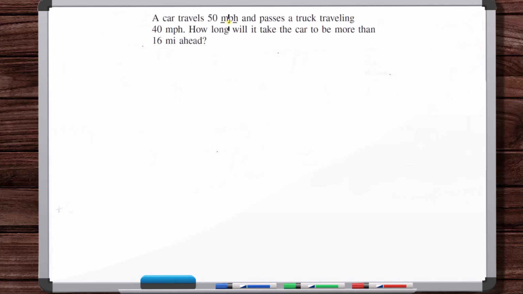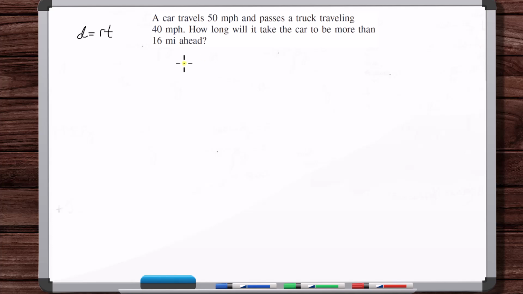A car travels 50 miles per hour and passes a truck traveling 40 miles per hour. How long will it take the car to be more than 16 miles ahead? All right, so we're going to use the distance is equal to rate times time formula. Remember, with word problems, you read the word problem, it tells a story. You want to try and rewrite that story with the math formula, okay?